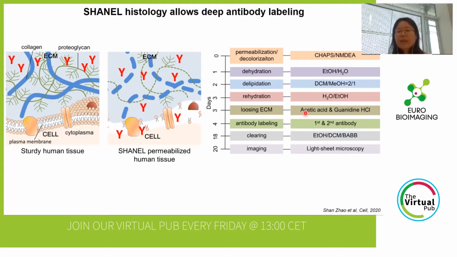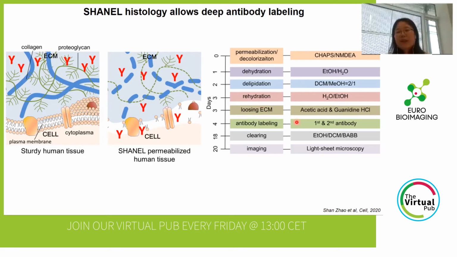We also use acetic acid to try to hydrolyze the collagen by cleaving the non-covalent interactions between the collagen. And we introduce guanidine hydrochloride, which will extract the proteoglycan of the extracellular matrix. So with all of these pre-treatment steps, the spatial interval of the tissue matrix is relatively loose and accessible to bigger antibodies, and of course also to small molecule dyes.